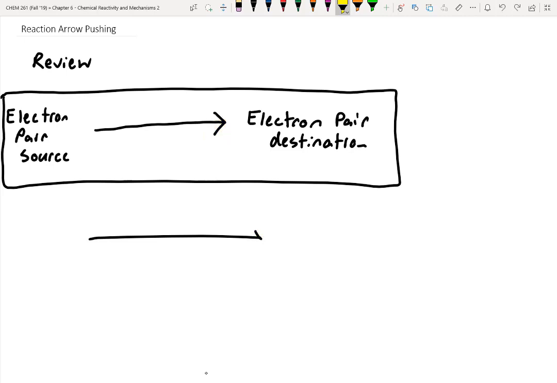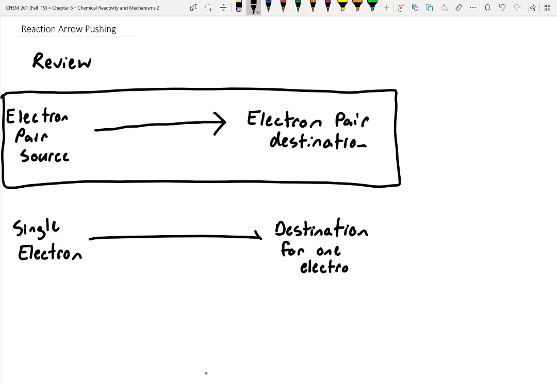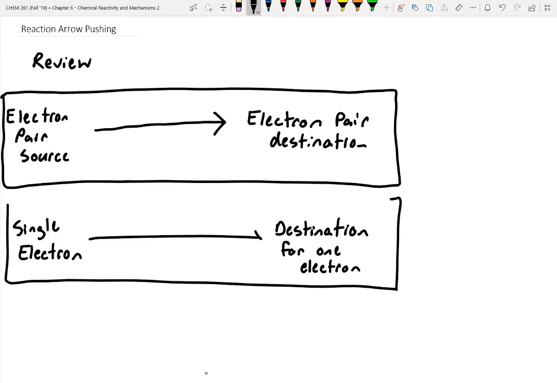Anytime you see an arrow that looks like this, it is a single electron, and this will be the destination for one electron. So you might see this occasionally. We really won't use this much until second term though, but I want you to be aware: when you show your arrows, be extra careful that you show it as a double arrowhead, because if you show it as a single barbed arrow like that, it means something entirely different.